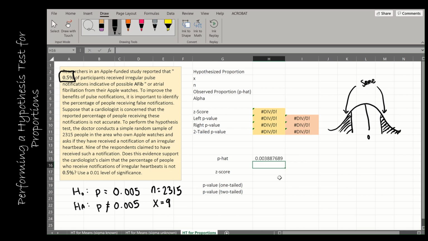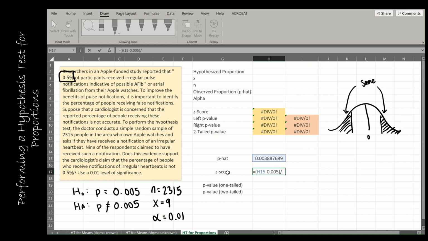9 divided by 2315. The only other thing that we're given is our level of significance, which is alpha, is 0.01. So from here, let's go ahead and find the z-score. And if you'll remember, the z-score is the same as the z-score for a mean, so we're still in the numerator taking our observed value, in this case p-hat, minus my hypothesized value, 0.005. But now I have to divide it by the standard deviation.